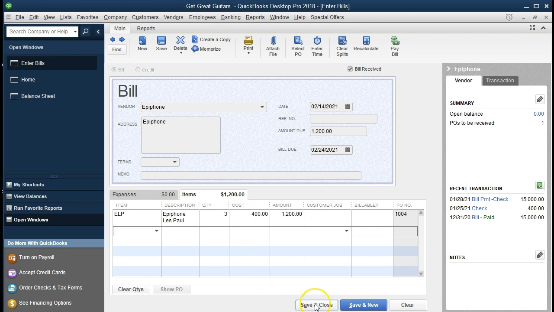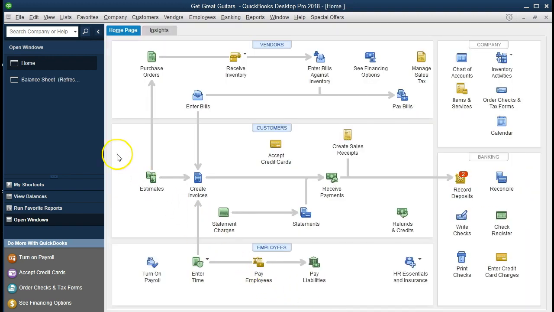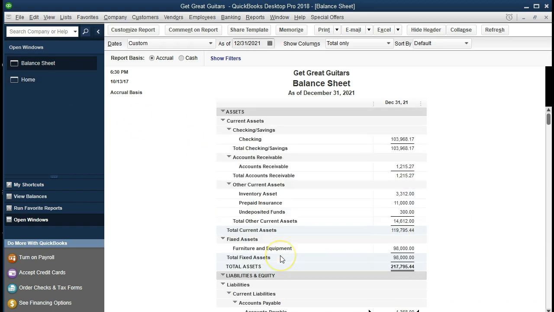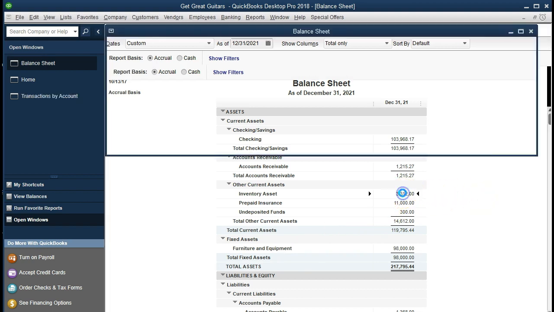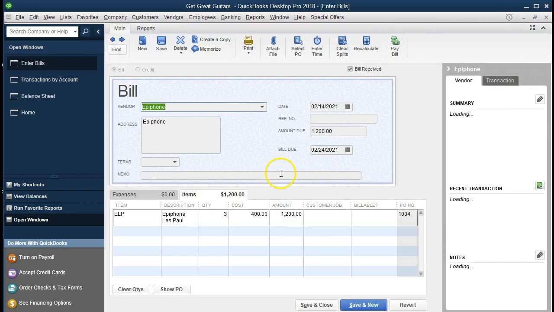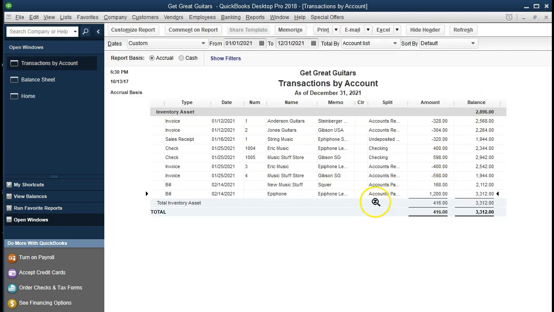Let's close this out and take a look at that. Save and close. We're going to go to the balance sheet. And scrolling back up, we're going to go to the inventory item first. Here's inventory. Double clicking on inventory. We see this Epiphone. Double clicking on that information. We see our bill. Closing that back out. We see the other account here on the split column being accounts payable. That's the other account affected.